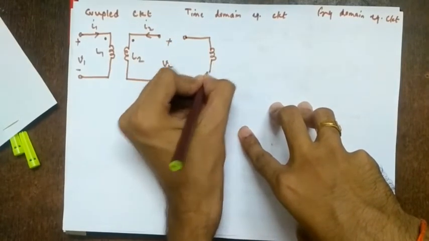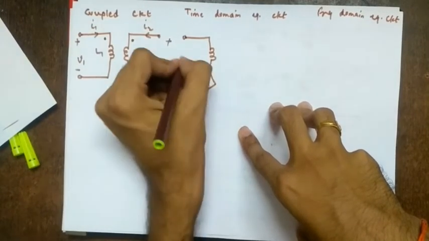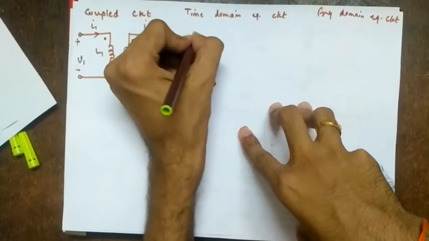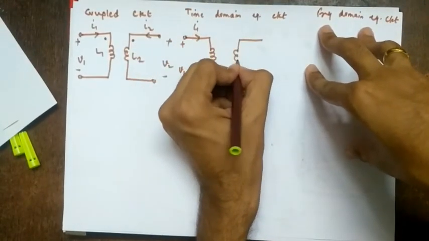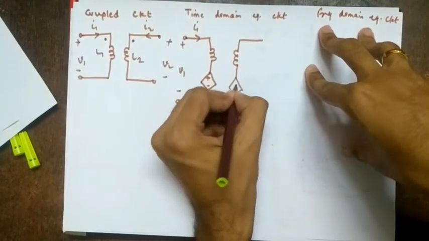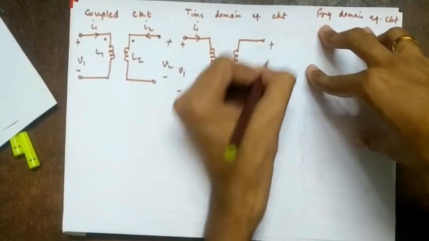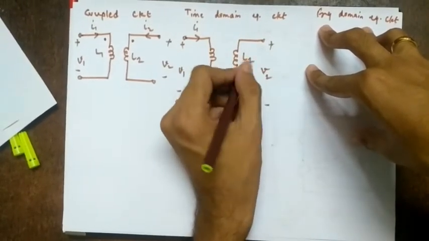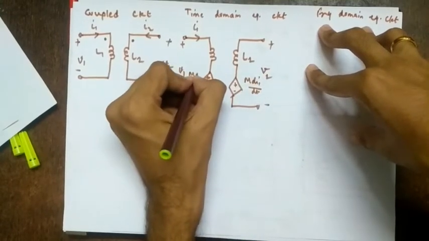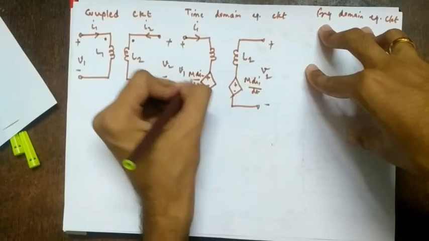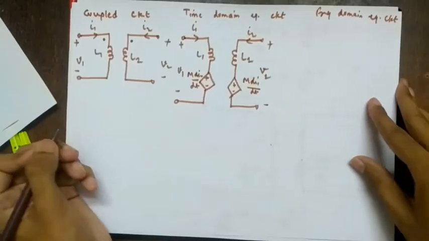So we have an inductor, then we have a dependent source with plus above and minus downwards. And this is V1, this is I1. Then we have it like this. This is L2. What is this? M di1 by dt. What is this? M di2 by dt. This is L1. This is I2. So this is the equivalent circuit.